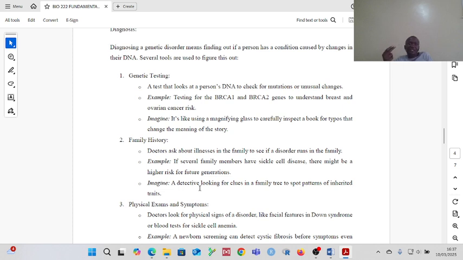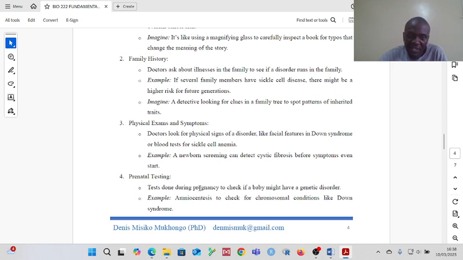Another thing is a new mutation. So if they find, after doing the genetic testing, that you are the only one who has it, but no other person in the family has it, it could possibly be just an occurrence that is new. It will be as a result of a new mutation, but not an inheritance.